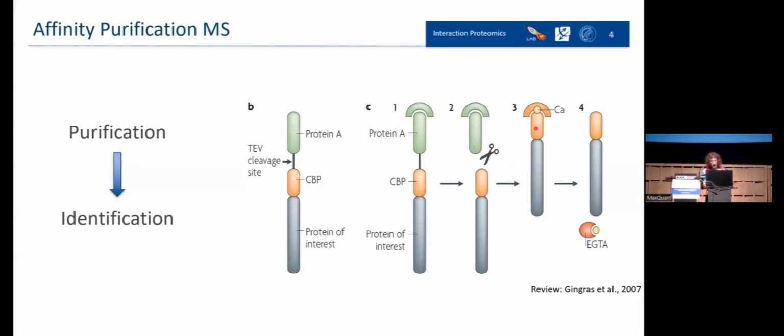Then we select only the calcium binding protein here. We do another wash, so we remove other potential contaminants. And then we remove the calcium, and what we should get at the end is just our protein of interest, the protein that was part of the complex that we wanted to study.